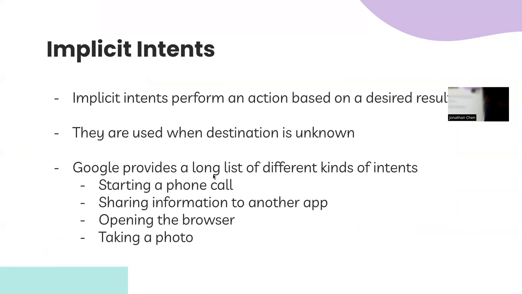Yeah, so implicit intents perform an action based on a desired result, as we know. And they're often used when there's multiple ways to do something. So let's say Google provides a long list of different kinds of intents. When you start a phone call, there's different ways to implement a phone call on the phone app. It's always going to use the same protocol. It's always going to listen for the same implicit intent. Same thing with sharing information to another app or opening the browser. You might have Google, you might have whatever other browser, but it's listening for the same implicit intent. Also taking a photo.